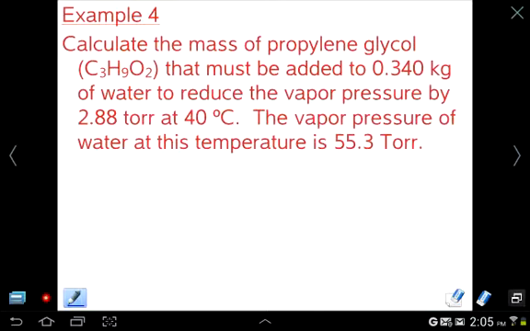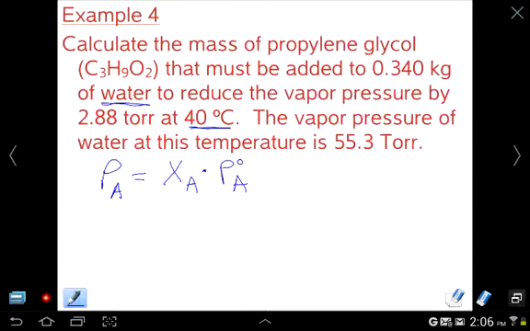And here it is. Calculate the mass of propylene glycol, C3H8O2, that must be added to 0.340 kilograms of water to reduce the vapor pressure by 2.88 torr at 40 degrees Celsius. The vapor pressure of water at this temperature is 55.3 torr. So the idea here is we'll use this equation. The pressure of A equals the mole fraction of A times the original vapor pressure of A. Recall A is our solvent, and in this case our solvent is good old water.